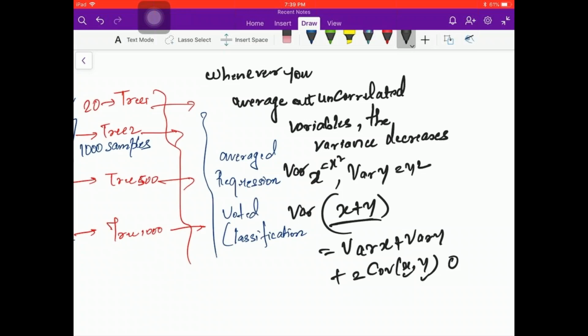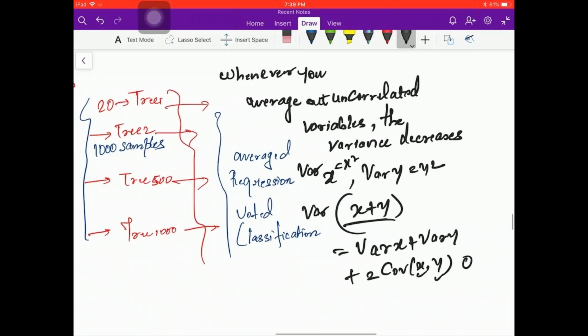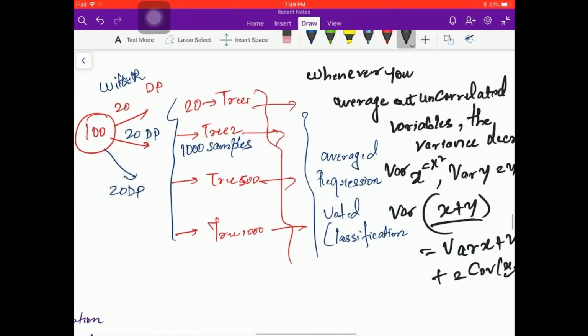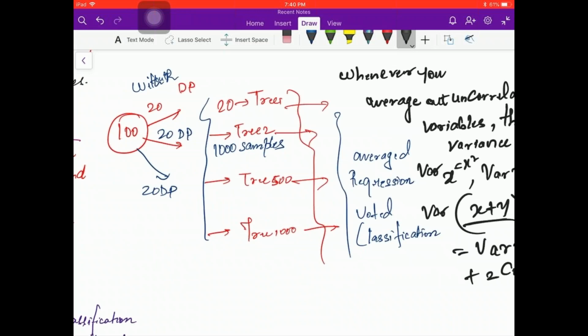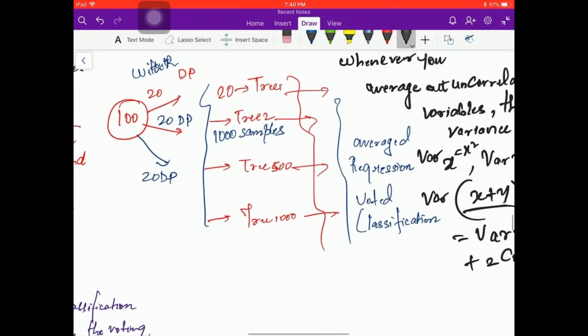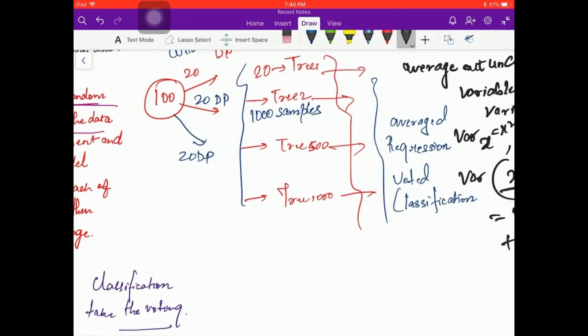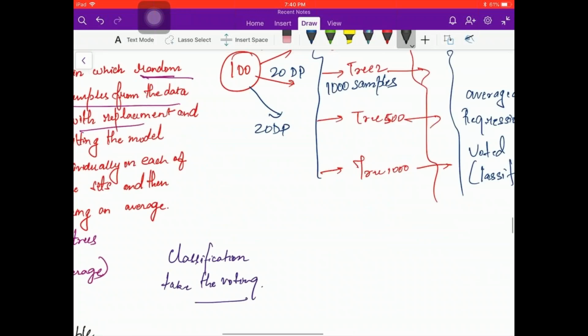So this is where your bagging will improve your efficiency, right? Because your 1,000 trees are operating independently on the same data, sorry, on different data points, having different values. Then you take an average, or if you're doing a classification, you take a vote. So we have seen all these things.